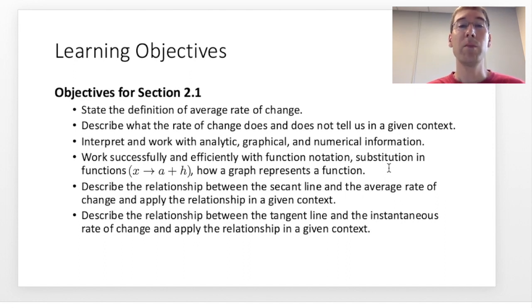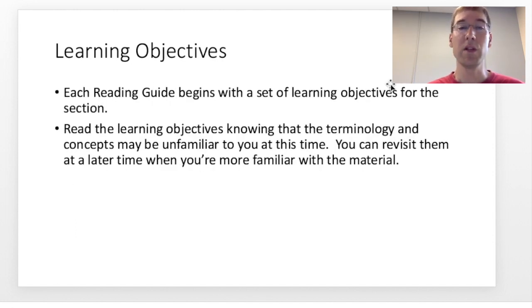The reading guide begins with a set of learning objectives. For section 2.1, there are 6 of them. And as an example, you see the first objective is to state the definition of average rate of change. So you'll want to skim through these, knowing that some of the terminology and concepts will be unfamiliar to you at this time. That's perfectly fine. You can revisit them later once you're more familiar with the material.